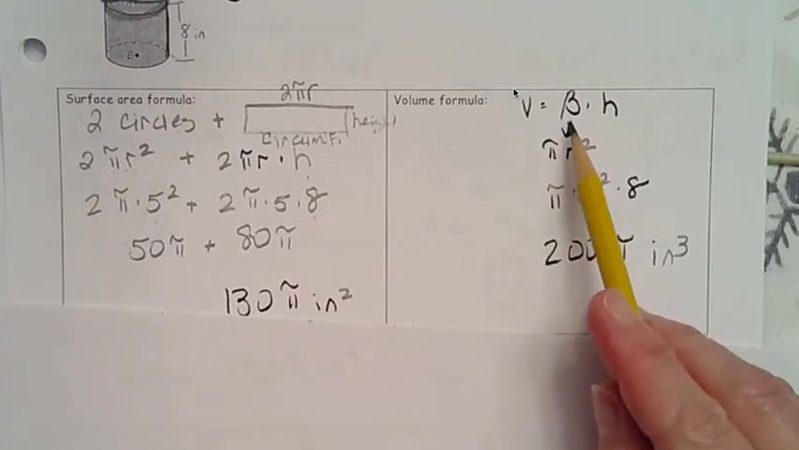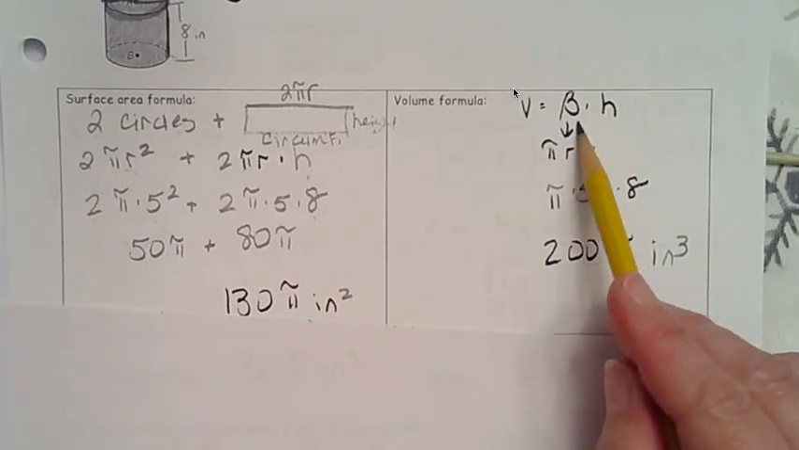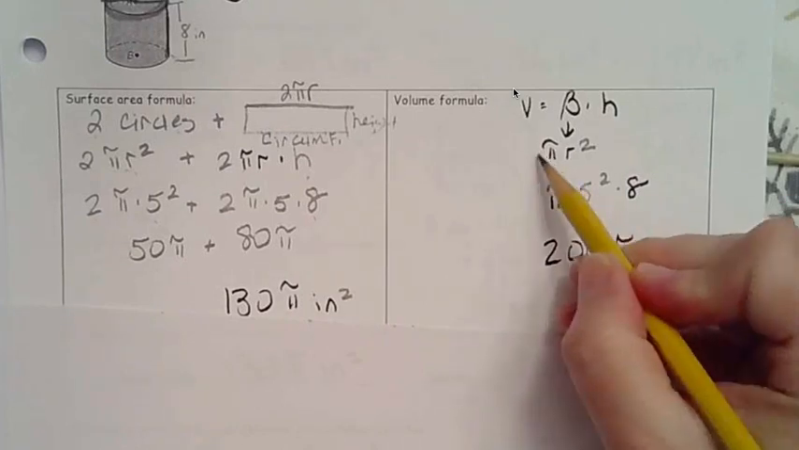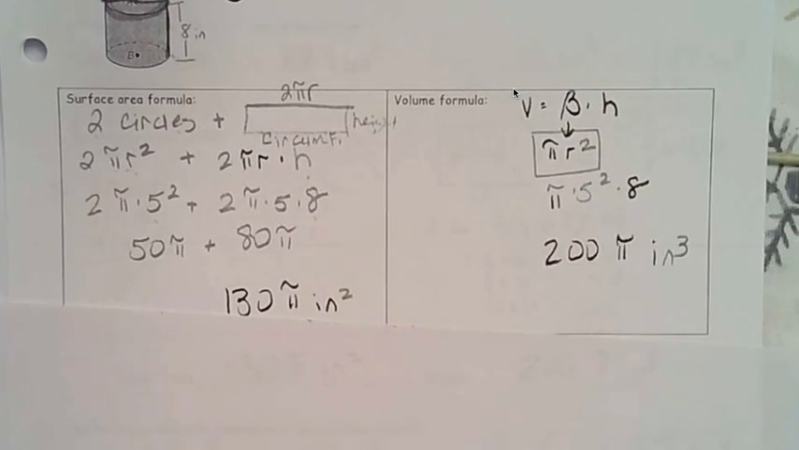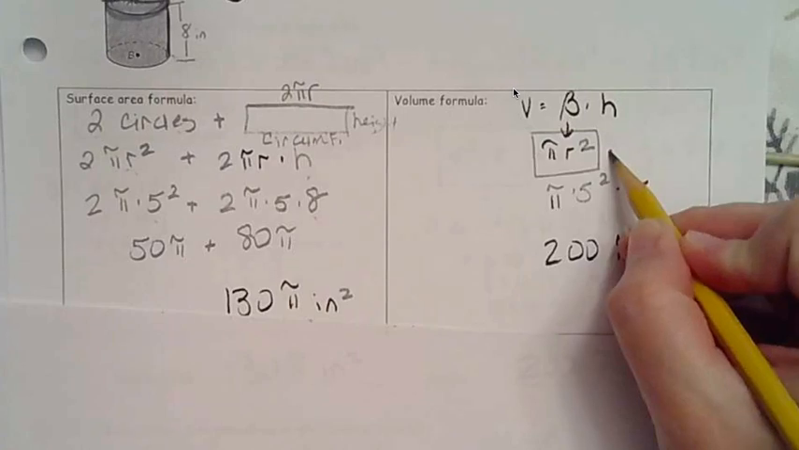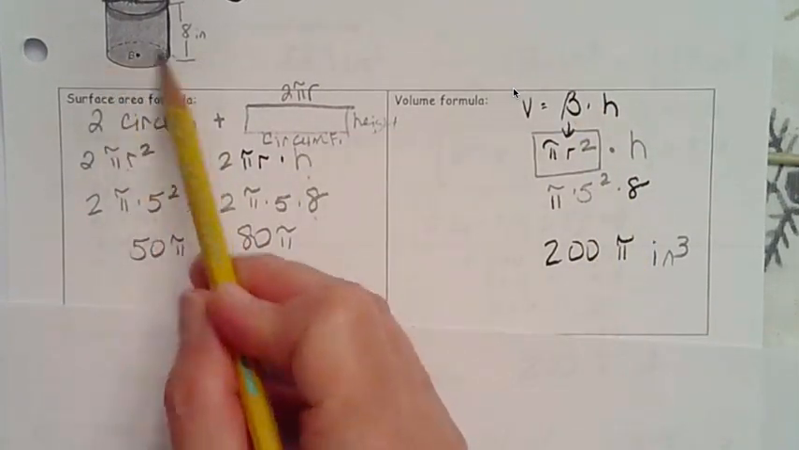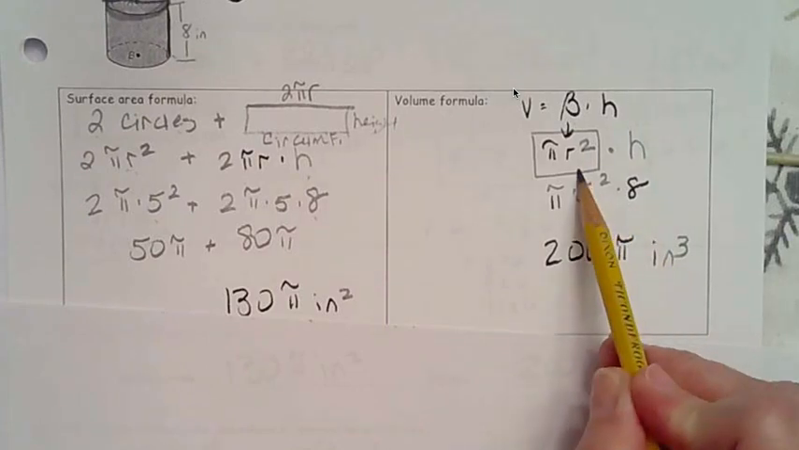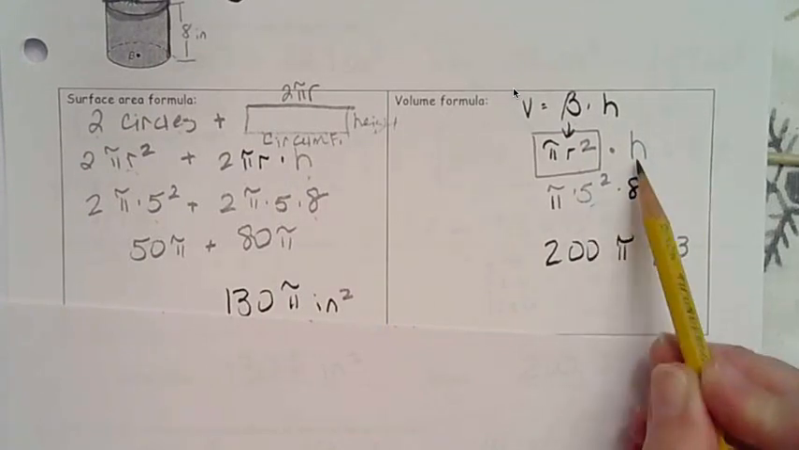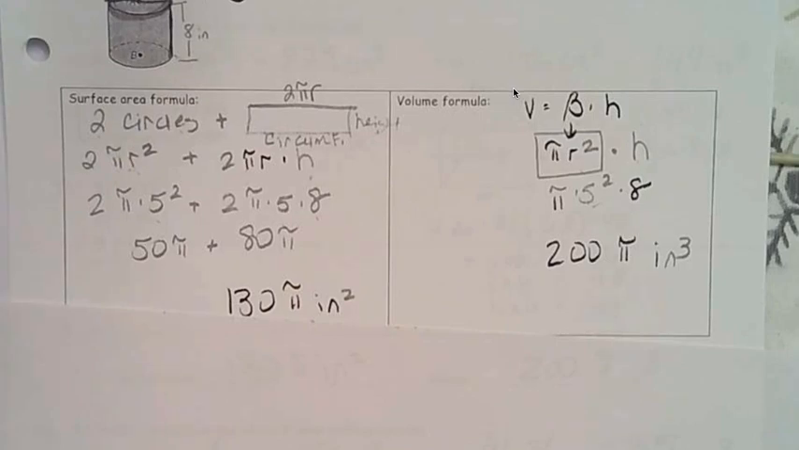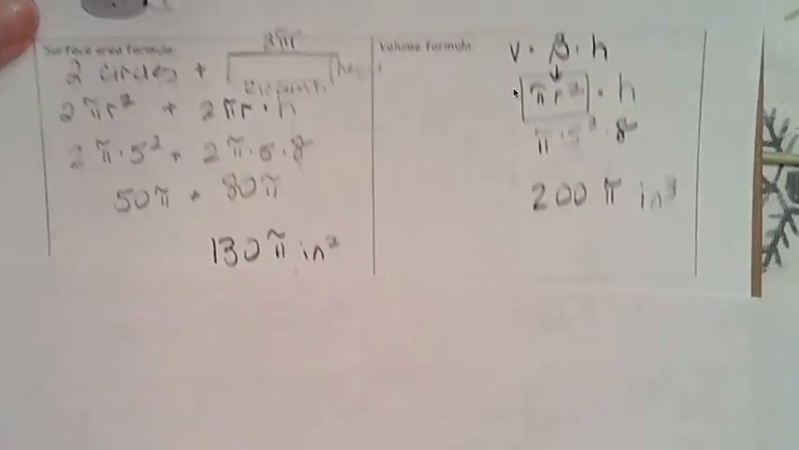So my volume is capital B times H. And the capital B, again, stands for area of the base. Area of the base times your height. Well, our base, in this case, is a circle. So the area for a circle is pi r squared. Plug in the 5. Your height is 8. 200 pi inches cubed. Okay.